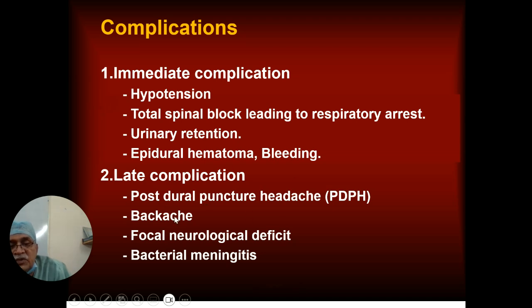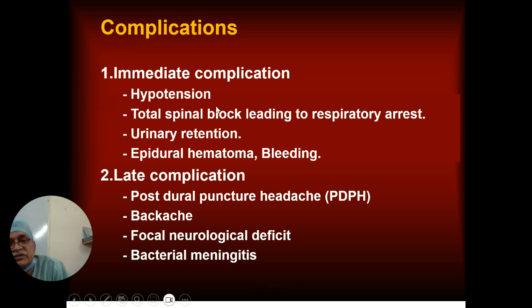Late complications in the post-operative period. If spinal hypotension is severe enough, interfering with vital organ perfusion, you must give a vasopressor, depending on the type of spinal hypotension. If the hypotension is associated with bradycardia, you can easily correct it by giving atropine intravenously, 0.4 to 0.6 milligrams.